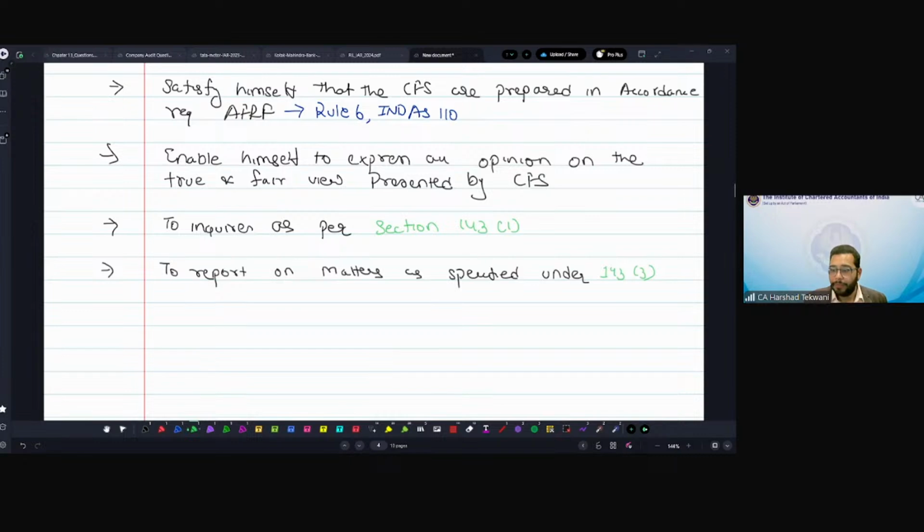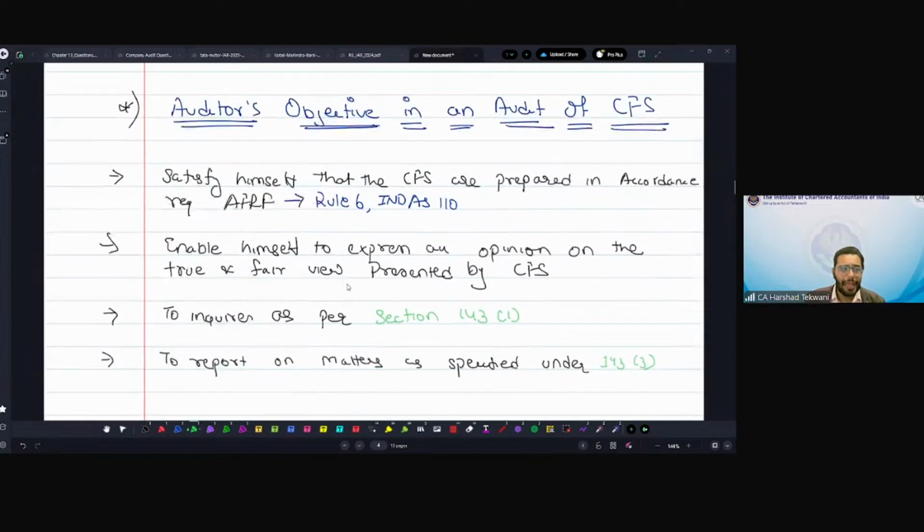Okay. And one important point that we need to refer to is that also we need to validate the requirement of preparation of CFS. Means we need to make sure that they have to prepare this. They are preparing the CFS. What do you say? In a way that is required. Okay, so these are the 4 important points you can say with respect to the objectives of the auditor.